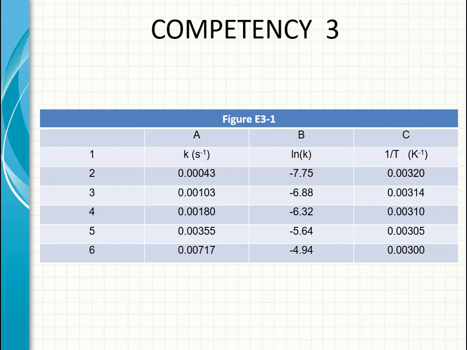and in the fourth column we have 1 divided by T, temperature in Kelvin to the -1, and the values go from 0.00320 to 0.00300. So we can make a semi-log plot directly from the second column and the fourth column.